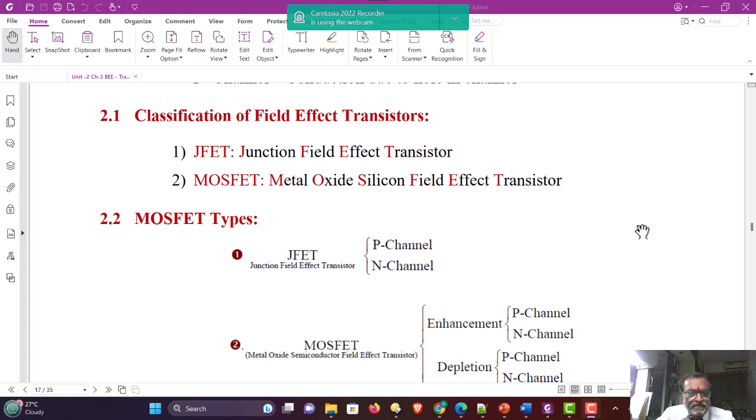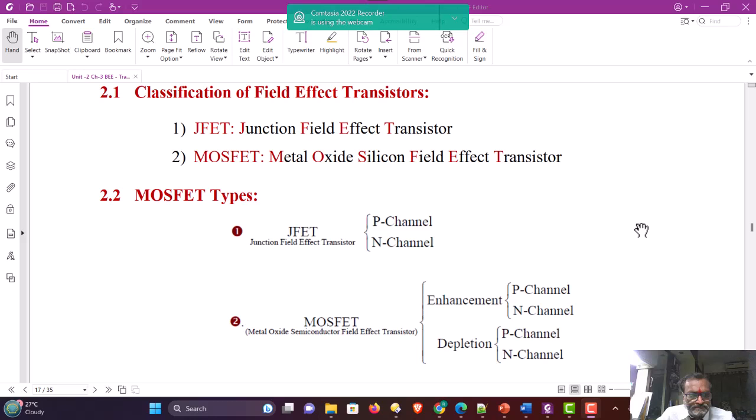It virtually replaces BJTs as well as junction field effect transistors in the application. In all of the digital technology devices, including microprocessor and microcomputer, the chips are now manufactured with MOSFET as a basic building block.